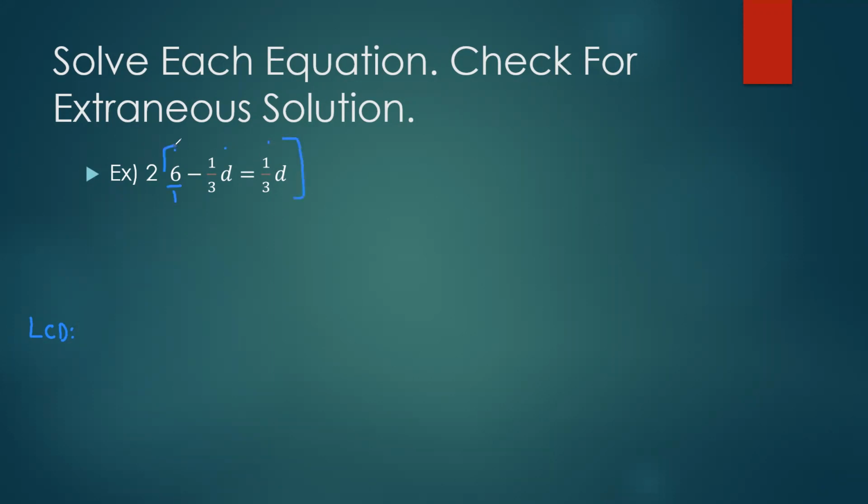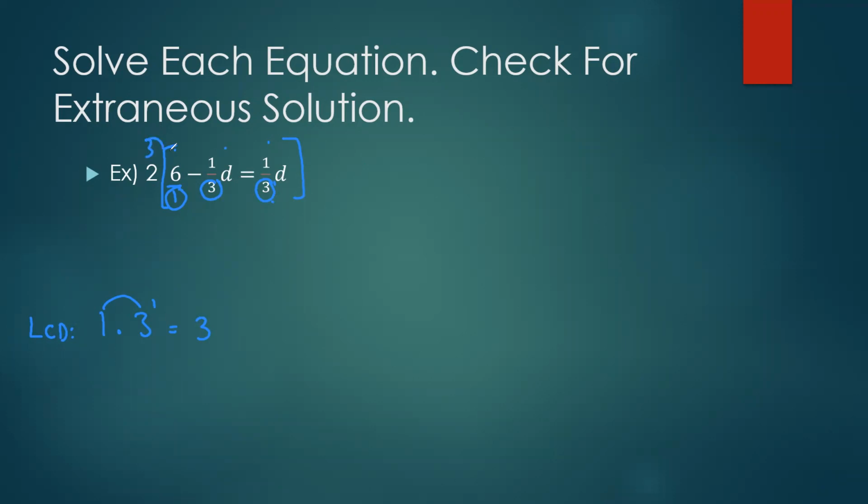Use the bracket, and what do you think our LCD is going to be? Over here we have a 1, over here we have a 3, and over here we have a 3. On the bottom, I don't see anywhere else with a 1, so bring that down. Now the base 3: I see a base 3 here and a base 3 there. If you have a repeating base, you pick the one with the highest power. They're both 3 to the 1, so it's just 3. Put it all together: 1 times 3 is 3. So we're going to multiply all three sides by 3.